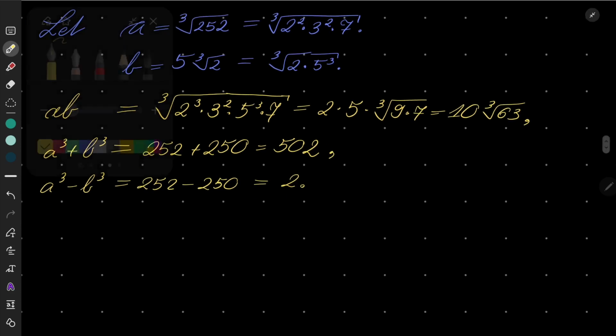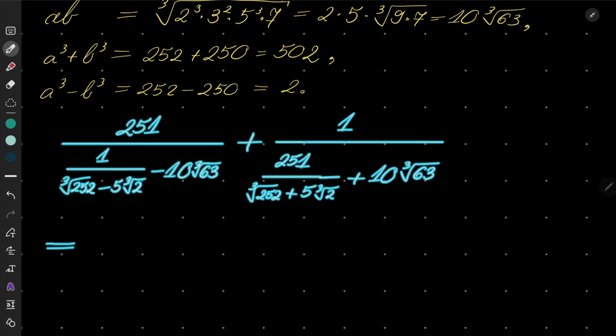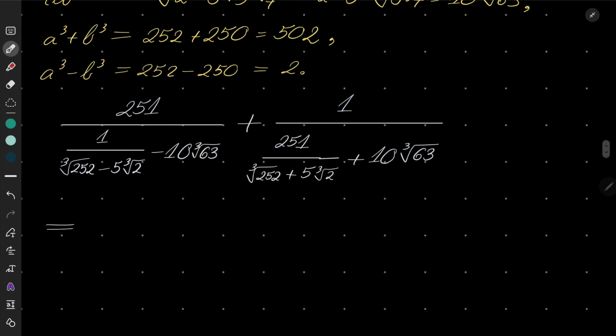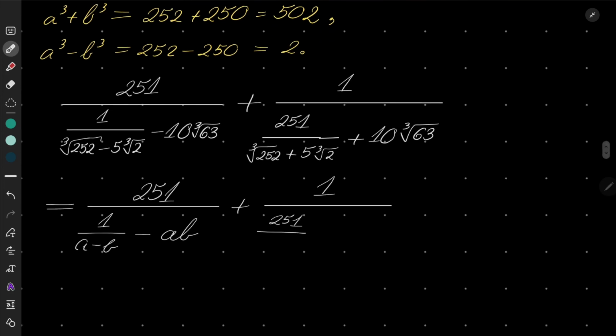Okay. Now let's tackle our crazy looking expression. I have prepared it in advance. Let's play with it. So the first fraction will have 251 in the numerator, and here we have 1 over a minus b, and this number, as we have just established, is a times b. And the second fraction is 251 over a plus b plus a times b. Okay, that looks somewhat nicer.